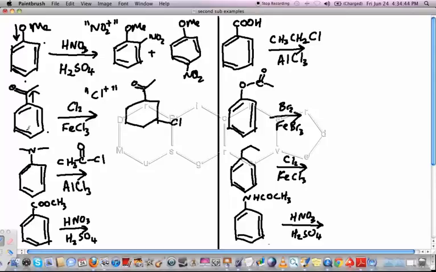Remember that both of these meta positions are equivalent, and putting it on either one is going to give you the same compound. Alright, so there you go. So that's for that one.